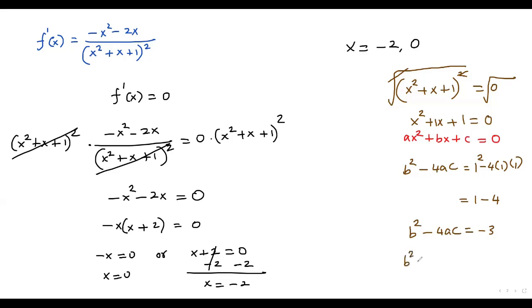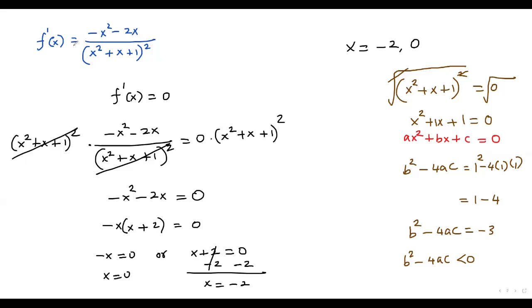Whenever the value of the discriminant b² - 4ac is less than 0, the quadratic equation has no real solution. That means no real value of x will make this expression 0. So the denominator here will never become 0 for any real value of x. So f'(x) will not become undefined for any real value of x. So -2 and 0 are the only two critical numbers.